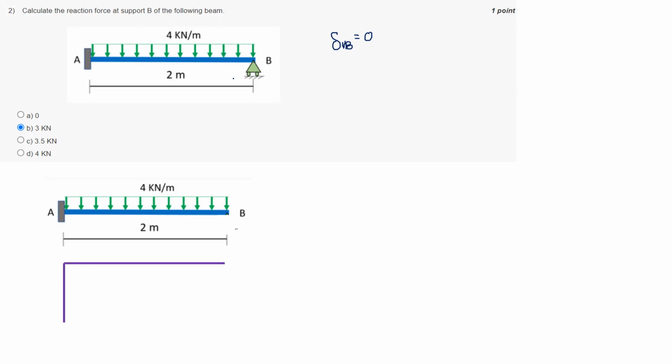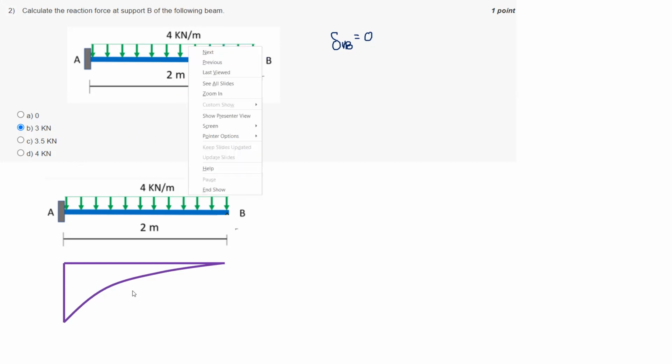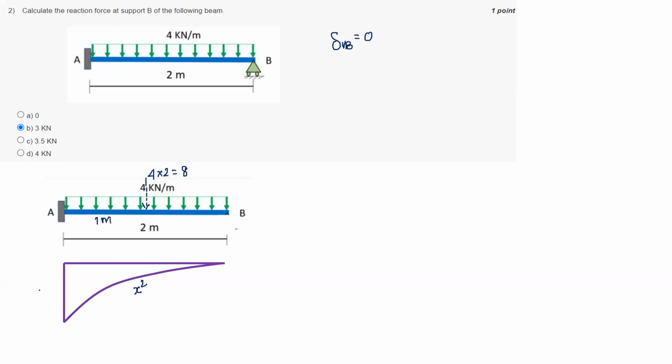Now as we have a UDL, our BMD will be a parabola, since it is x to the power 2 in UDL. Now, what will be my bending moment? 4 into 2 equals 8. It will act at the center, so 1 meter from this. So the bending moment I will get is 8. So this will be the bending moment diagram.